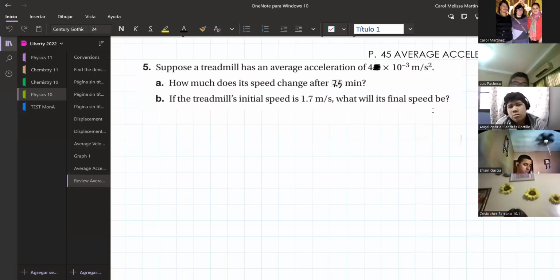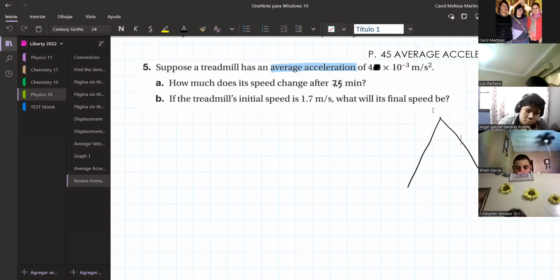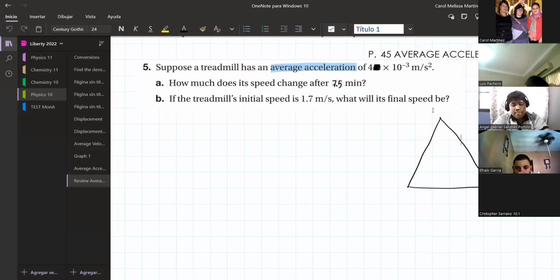So it says, suppose a treadmill has an average acceleration of 4 times 10 to a negative third power meters per second squared. How much does its speed change after 7.5 minutes? If the treadmill's initial speed is 1.7 meters per second, then what will its final speed be? Okay, so in this problem, I know it is average acceleration. So because I know the topic, the first thing that I will do is my triangle, because the triangle is going to tell me exactly what I need.